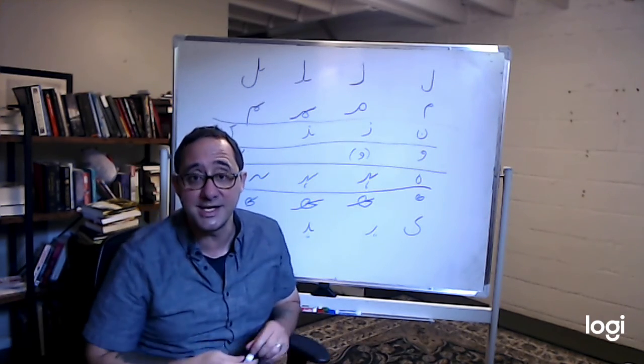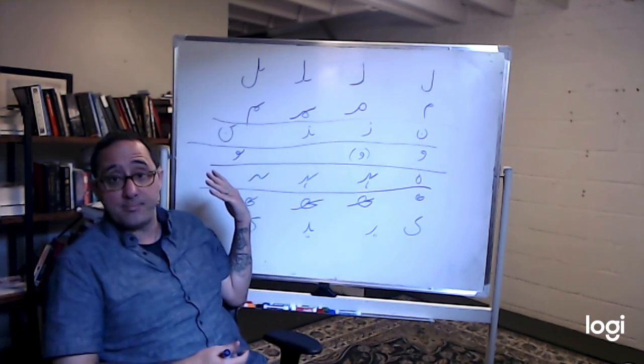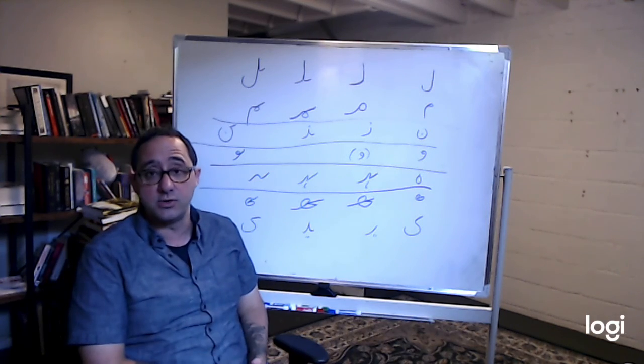Okay, so those are all the consonants as they show up in the words. We'll move on and do examples next time.